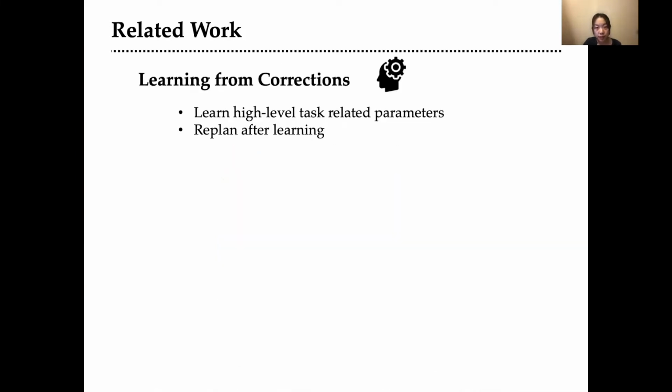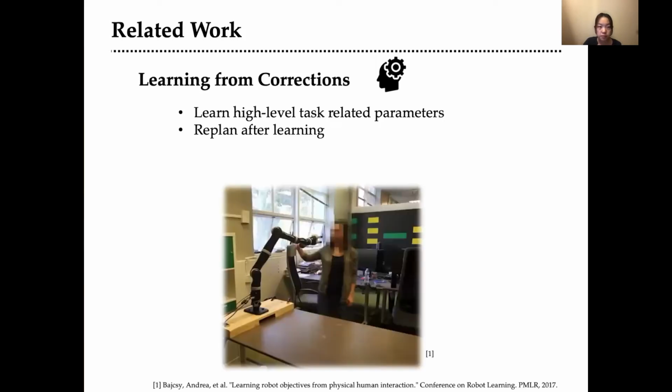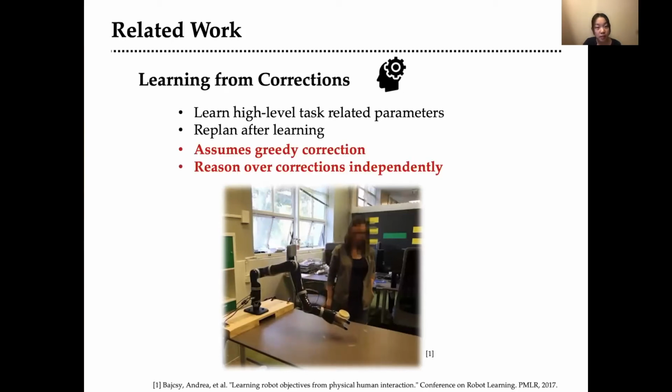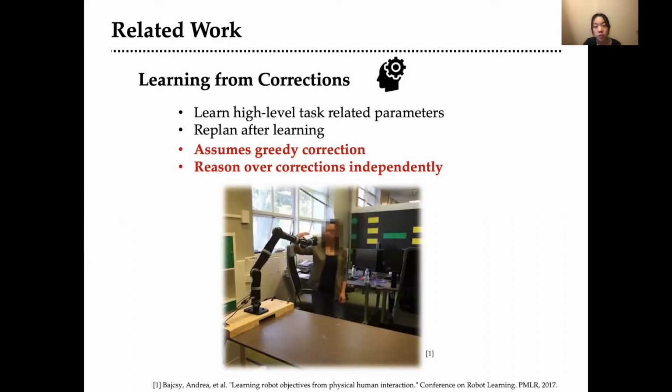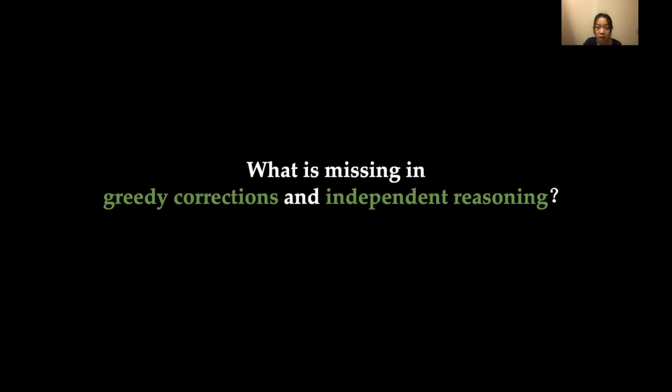Another category of methods instead tries to learn important aspects of the task from pHRI and then replan. In this way, the robot would relay the human's low-level torque input to high-level trajectory parameters. As shown in the video, the human intervenes less compared to the impedance control method because it learns from these interactions and replans. But previous work only assumes that human corrections are greedy and they reason over these corrections independently. So what is missing in greedy corrections and independent reasoning?